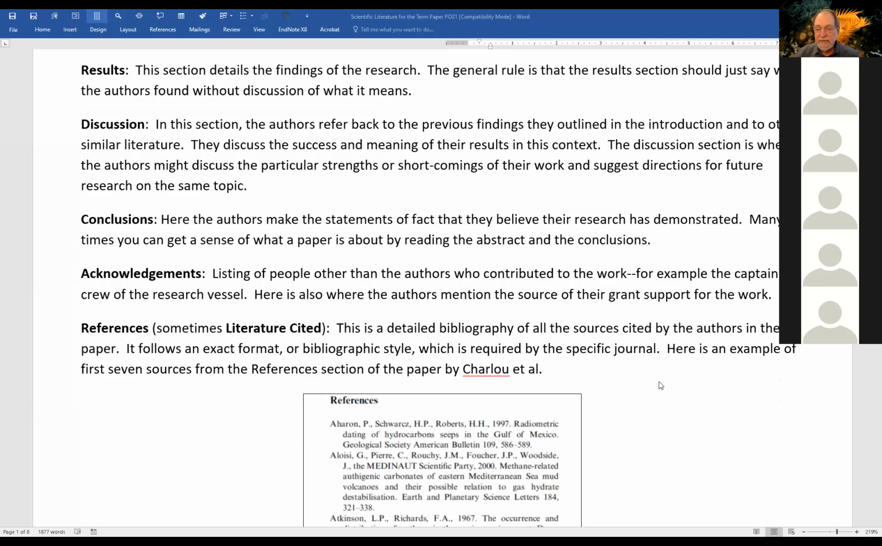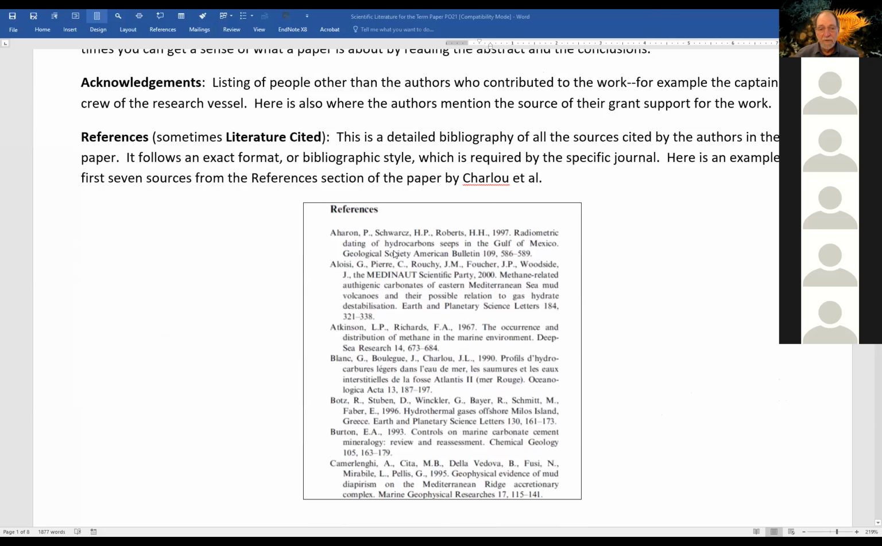And this is a detailed bibliography of all the research sources that are cited by the authors of the paper. And it has a very exact formal format called the bibliographic style. And the details of that format are specified by each individual journal. And so here's an example from this paper of the first seven references in their final section of bibliography.